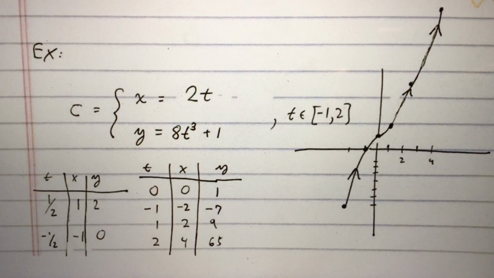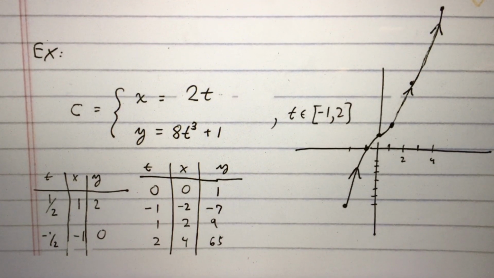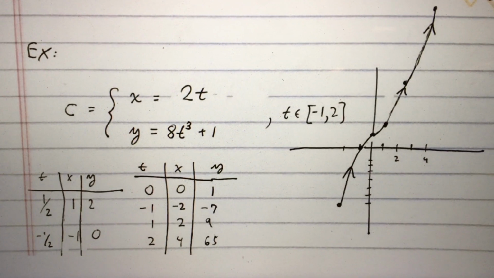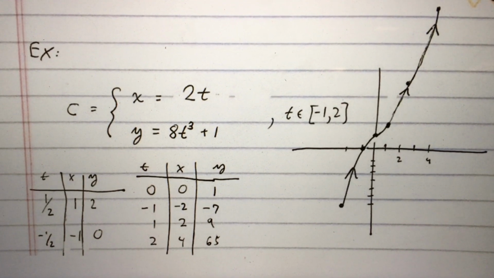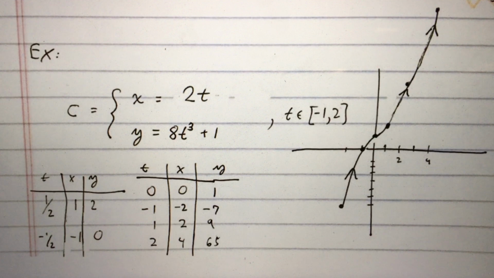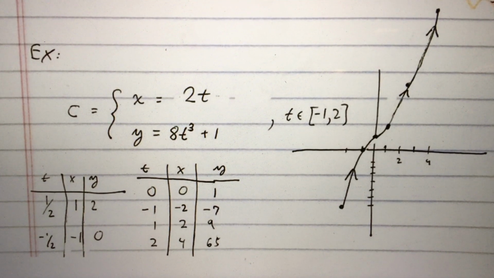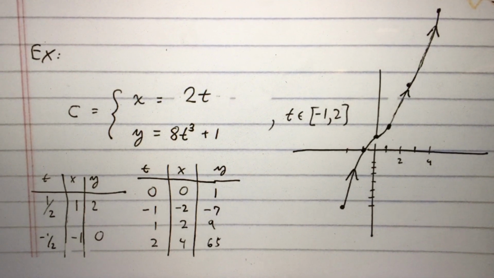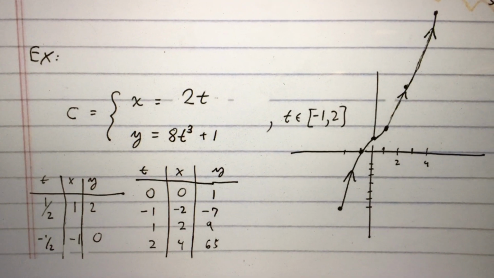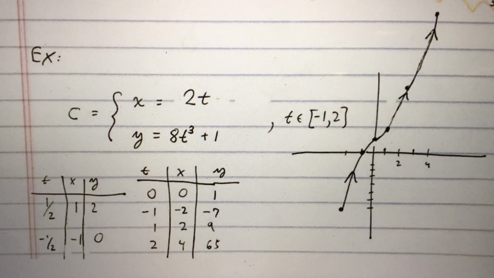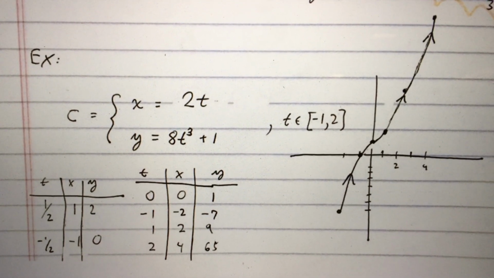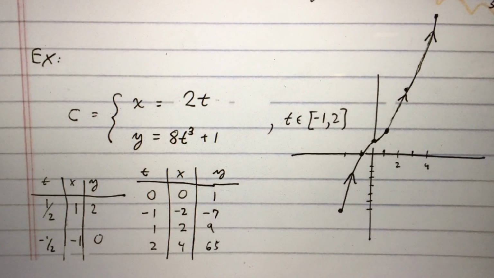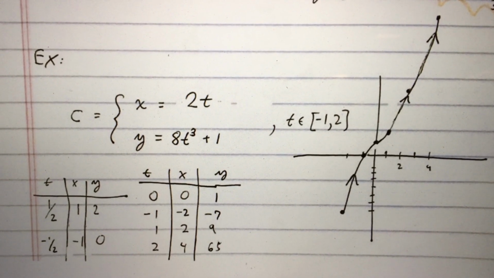on the picture, you get -2 for x and -7 for y. And there's the point that I plotted, -2, -7 at the bottom of the picture. And then I plotted the other points, and I drew the arrows to show that that's the direction as t increases from -1 to +2 at the very end, where you get 465. Alright, so that's basically how you plot points. And next we'll look at the same example and try to see how we can relate the big picture to the individual equations, 2t and 8t cubed plus 1.